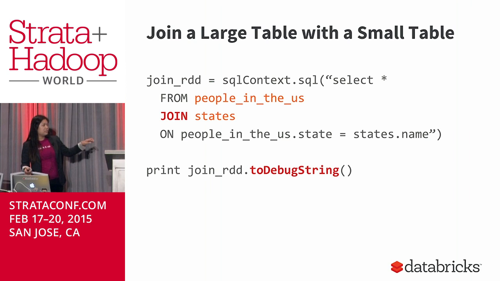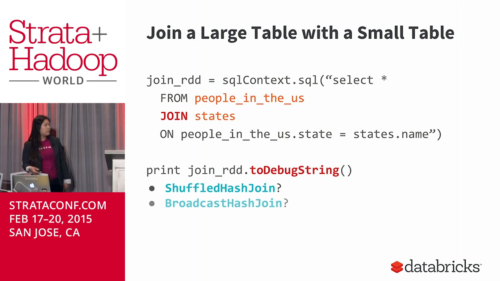If you were to do this and you do .toDebugString on this RDD, we're going to find out what the query plan is for Spark to actually execute this Spark SQL command. And depending on how your cluster is configured, you might see one of 2 different types of joins that Spark SQL is going to trigger to do this. The first one might be ShuffledHashJoin, and the second one is going to be BroadcastHashJoin. So on the next slides, what I'm going to do is show you the difference of what's happening between these 2 different joins.